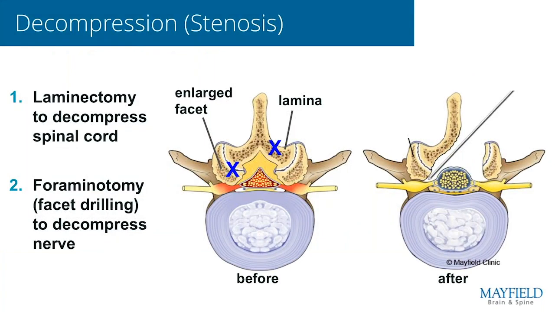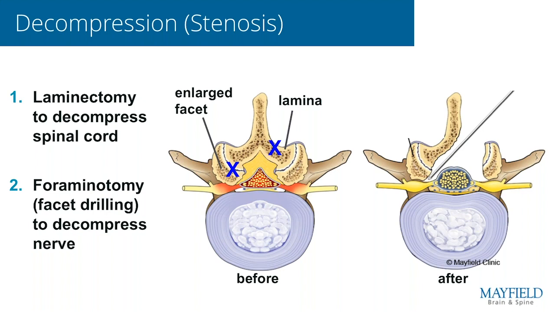The first is a spinal decompression. Basically, a decompression is performed to remove parts of the vertebra in order to relieve the compression on spinal cords and nerves, and this is commonly performed for stenosis. They remove either all or part of the roof over the spinal canal, called the lamina, like we saw earlier. This is called a laminectomy.